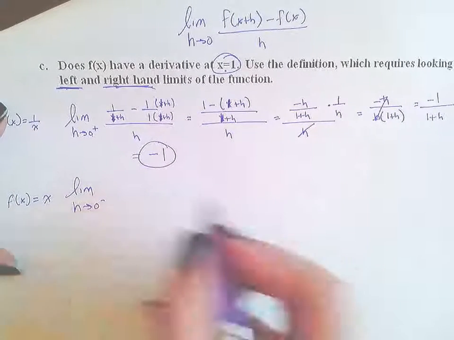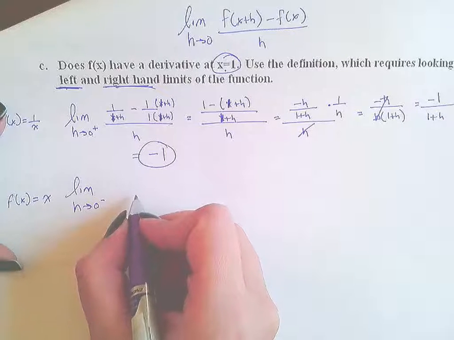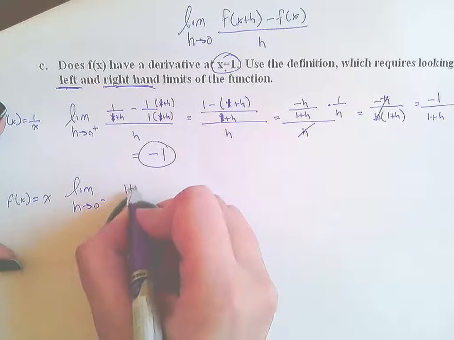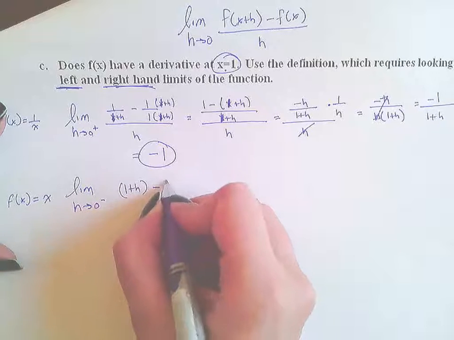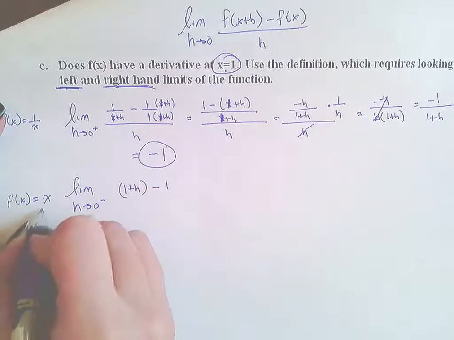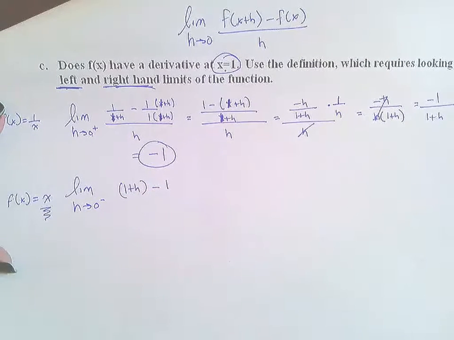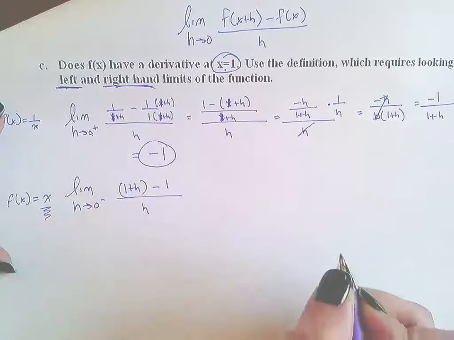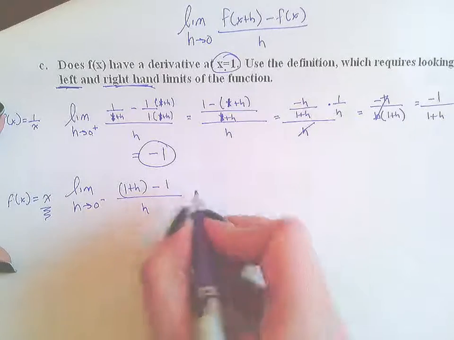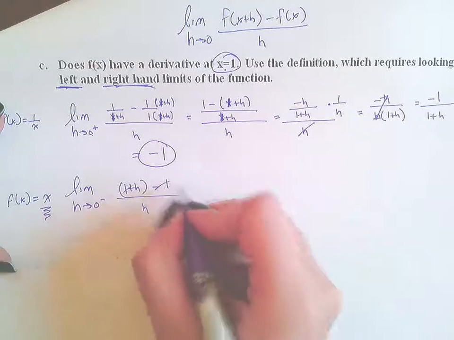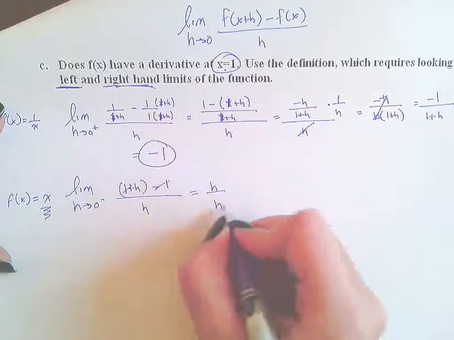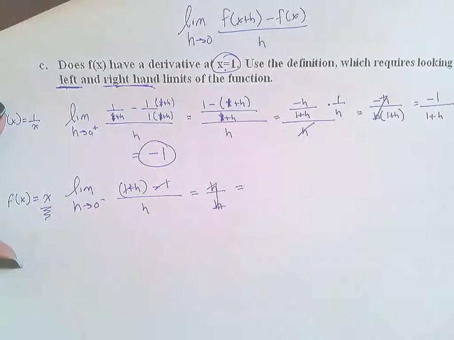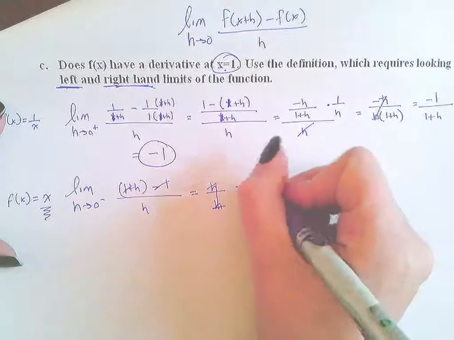And this one's a little bit easier. So x is 1, so we're going to plug in 1 plus h minus 1. Remember, we're plugging it into that function x, all of that over h. So 1 minus 1, that is gone, and we're left with h over h. And then that simplifies down to positive 1.